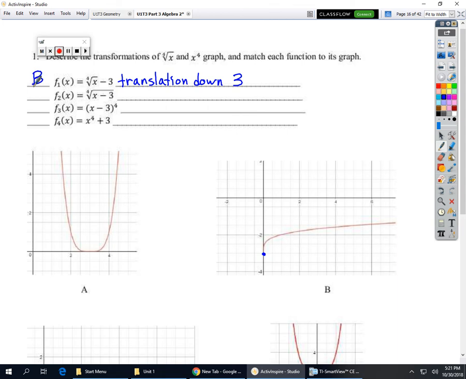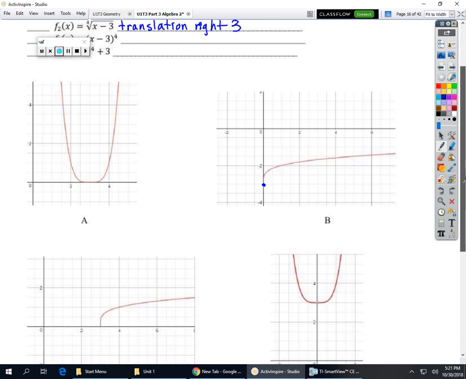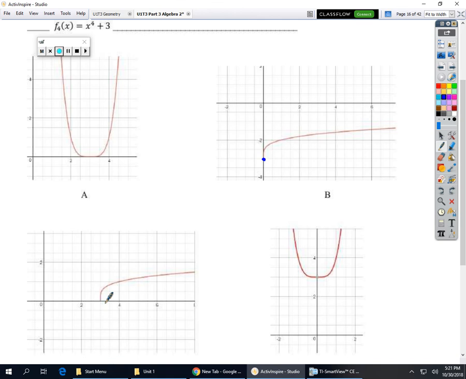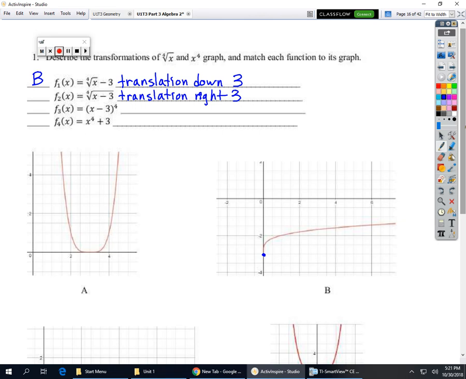This one's similar. It's just that now 3 is not in parentheses, sorry. It's in the square root with the x. Remember, when you have a number with the x, it does things horizontally. And also, it does things the opposite of what you would expect. So instead of moving left 3, this is a translation right 3. The only graph that matches the translation right by 3 is C, right down here. So the endpoint has moved to 3 instead of being at 0, 0. So this is C.